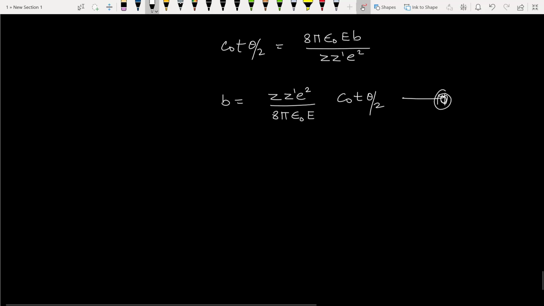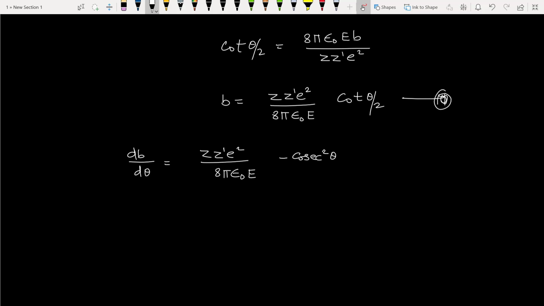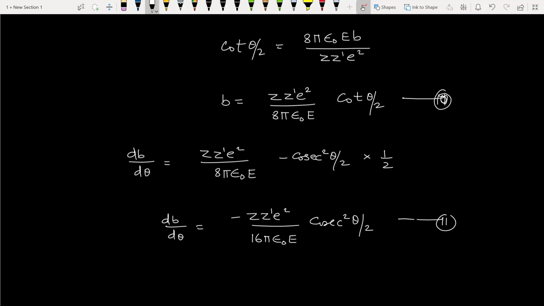So if we differentiate this, then it will be z dash e square over 8 pi epsilon naught e, these are constants. The derivative of cot theta is minus cosecant square theta by 2, and 1 by 2 for the derivative of the angle. So dB by d theta will be equal to minus z dash e square divided by 16 pi epsilon naught e, cosecant square theta by 2. So we mark this as equation number 11.